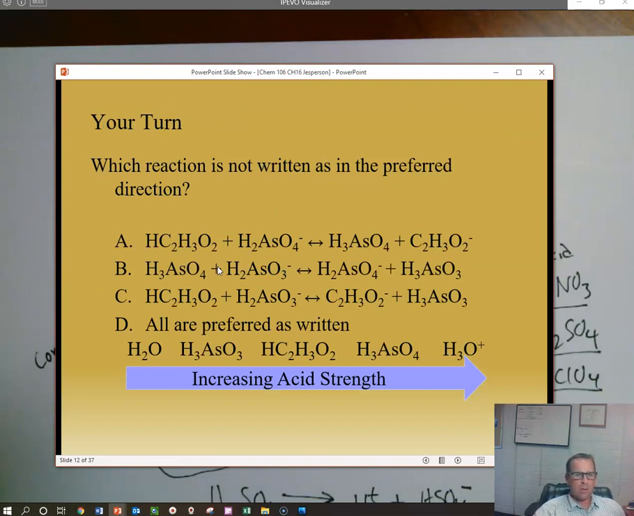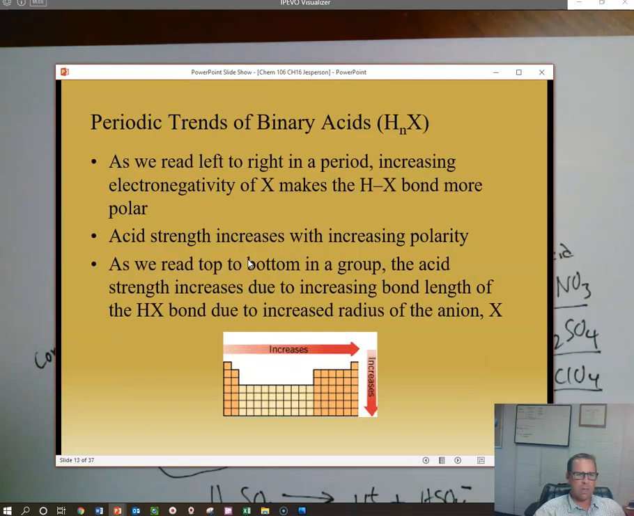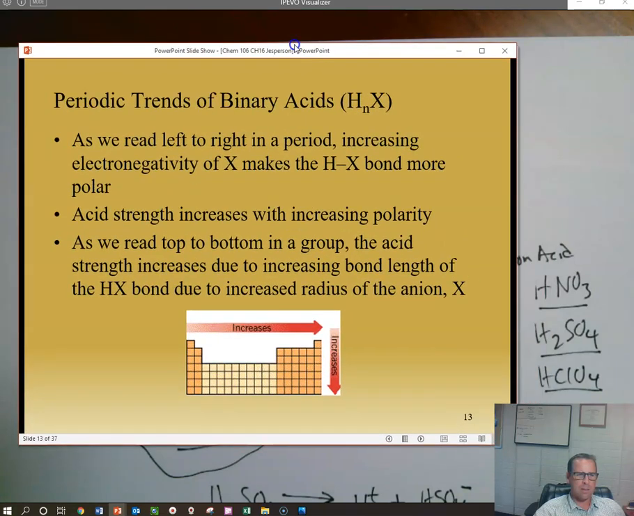Okay, so we're going to skip this one here, but same idea. You just look at your strongest one and see which one is going in the right direction. Now we're going to talk about periodic trends for binary acids.